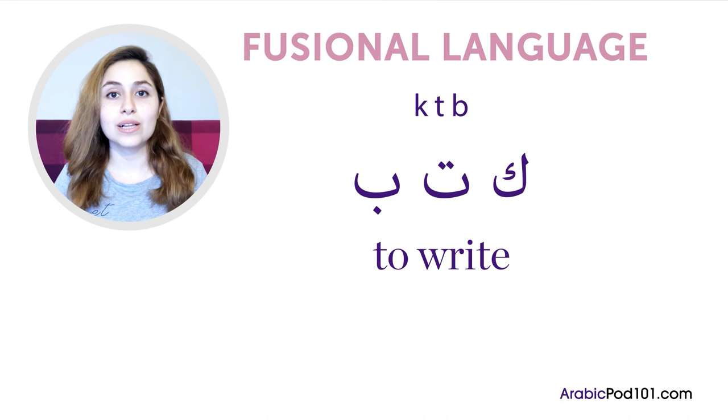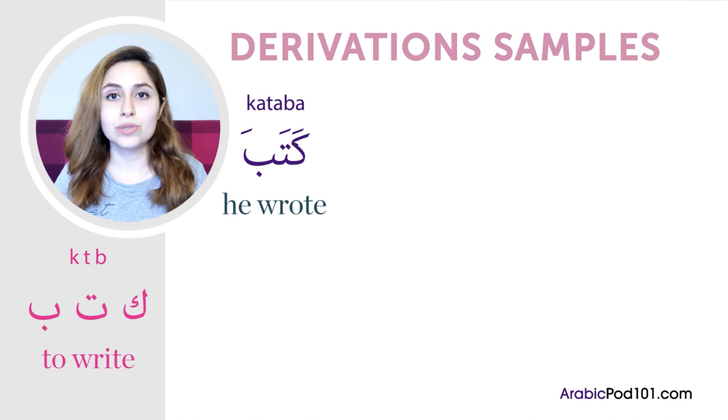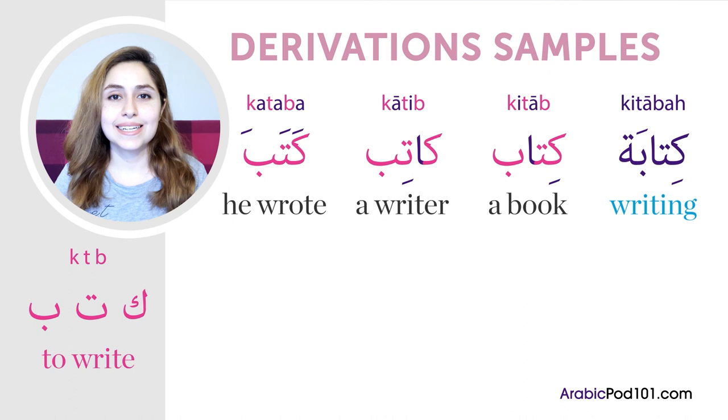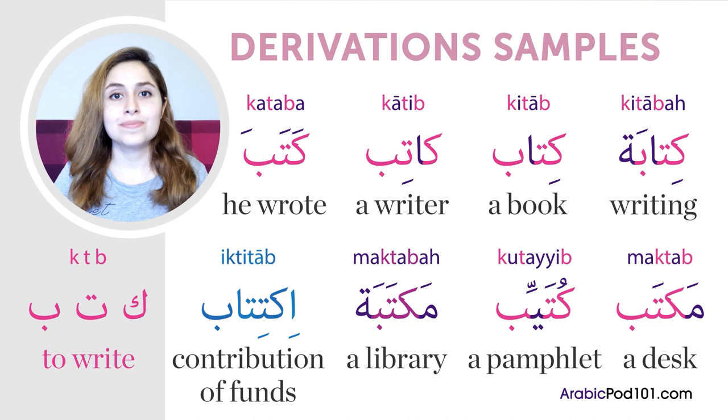Let's see how we can form a huge number of words out of this root. كتب, he wrote, which is the root. كاتب, a writer. كتاب, a book. كتابة, writing. مكتب, a desk. كتيب, a pamphlet. مكتبة, a library. اكتتاب, contribution of funds.